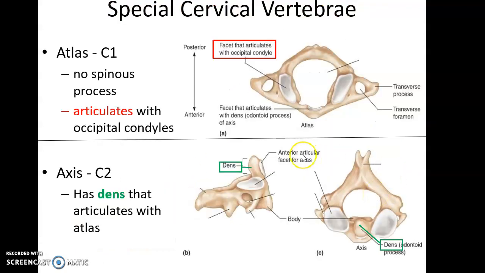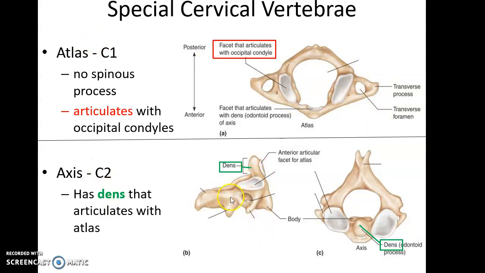The first cervical vertebra is called the atlas. It doesn't have a body, it doesn't have a spinous process, but it does have important facets for articulating with the occipital condyles of the occipital bone. And it's very important because it is C1, the first vertebra of the vertebral column.